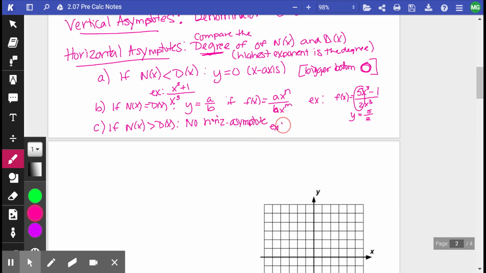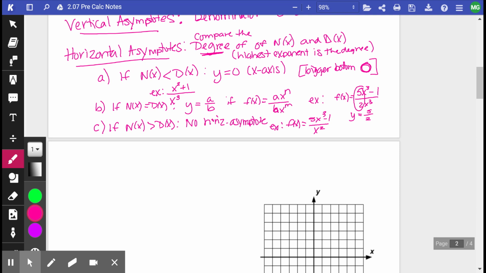For example, if you had f of x equals 5x to the third minus 1 over x squared. Or think about most of the graphs that you've talked about before. y equals x squared, your parabola. It's x squared over 1, so the exponent in the numerator is bigger. Then you wouldn't have an asymptote for a parabola.